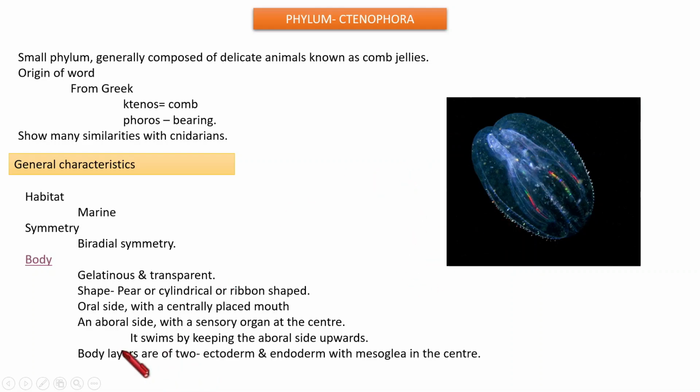And regarding its body layers, how many layers? Mainly two layers, ectoderm and endoderm. And between those two layers is present mesoglea. Mesoglea in the center. Outside ectoderm, middle mesoglea, and inner to that, endoderm.